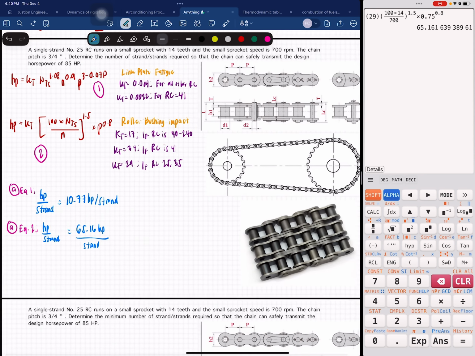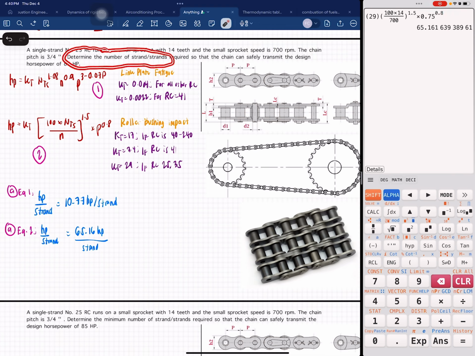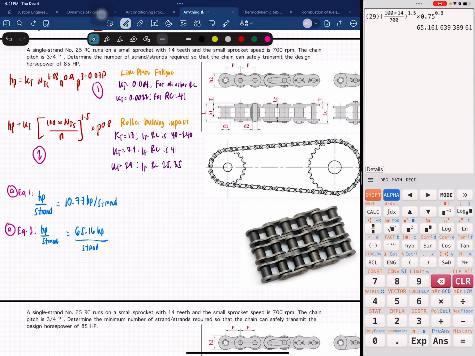Okay, so if it is asking for the number of strands, on an explanation by Fires, we want to use the lower HP, for us to maximize the number of strands. So if per strand it can hold a power of 10.77 HP, to get to 85 HP you need at least probably 7 or 8. So let's find out.